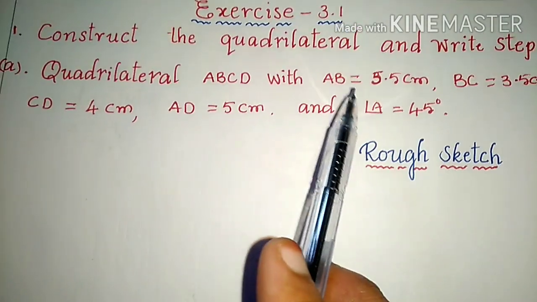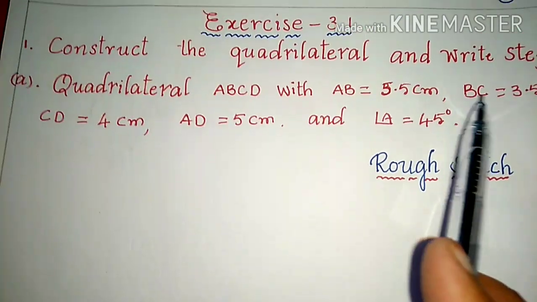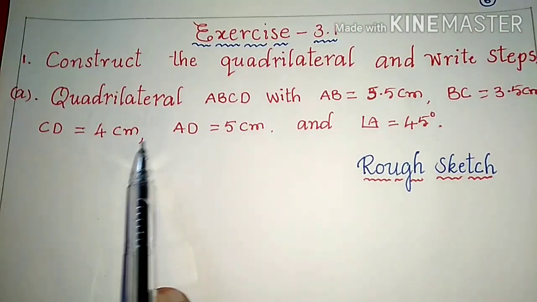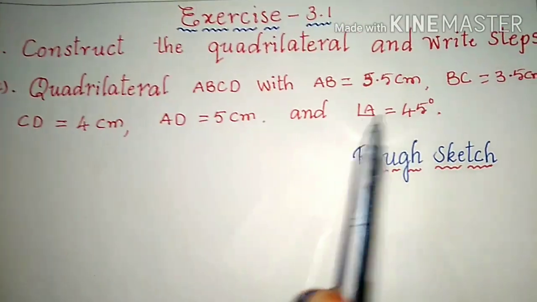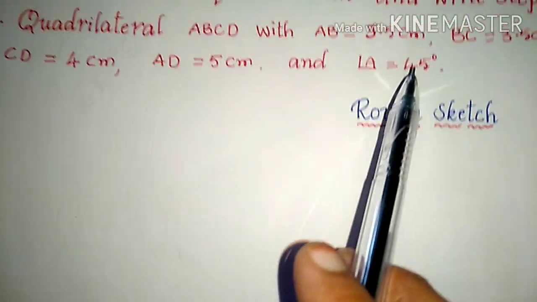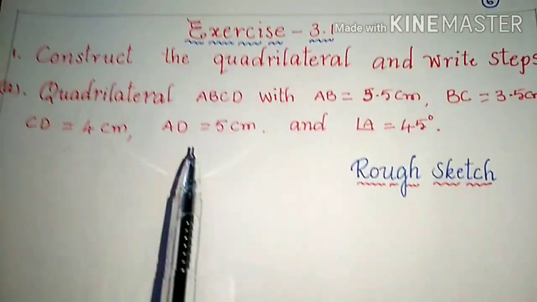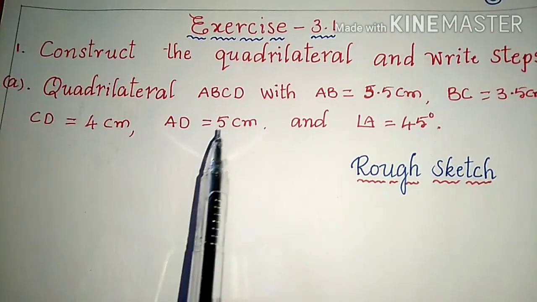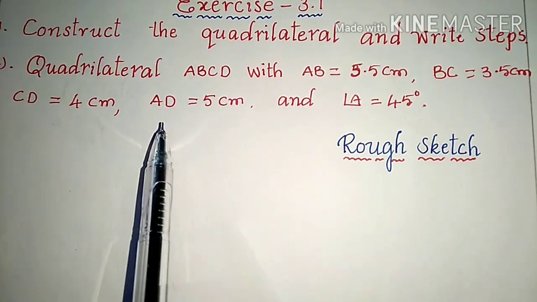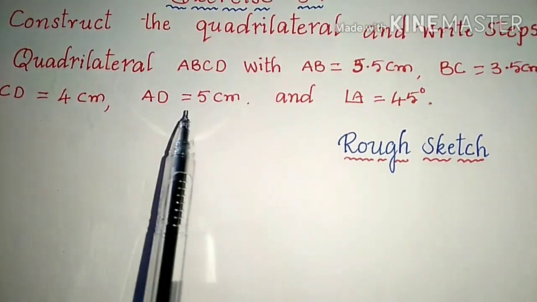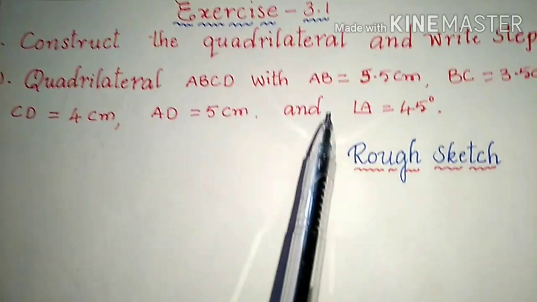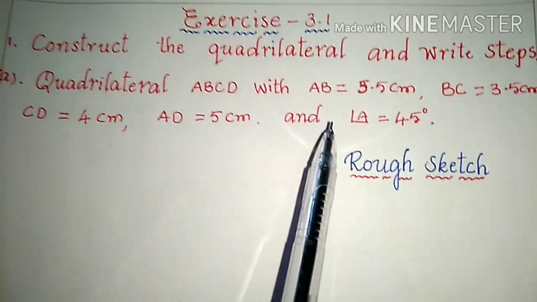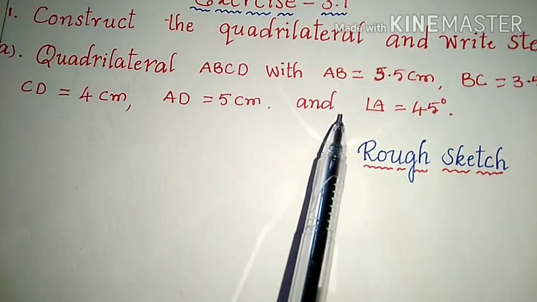Quadrilateral ABCD with AB equal to 5.5 centimeters, BC equal to 3.5 centimeters, CD equal to 4 centimeters, AD equal to 5 centimeters and angle A equal to 45 degrees. Observe this question: it is constructing a quadrilateral where any 4 sides and 1 angle are given. It is the first method. Okay, did you understand, children?